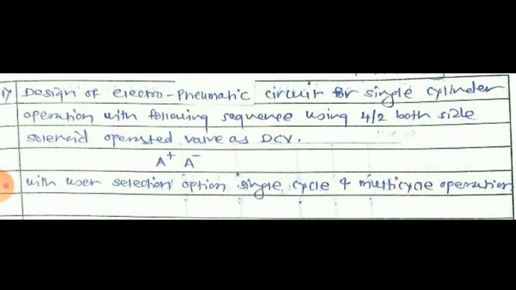So the first problem is to design an electro-pneumatic circuit for single cylinder operation with the given sequence, using a 4 by 2 both side solenoid operated valve as DCV. DCV means direction control valve. The cylinder sequence given is A plus A minus, with user selection option of single cycle and multi-cycle operation.